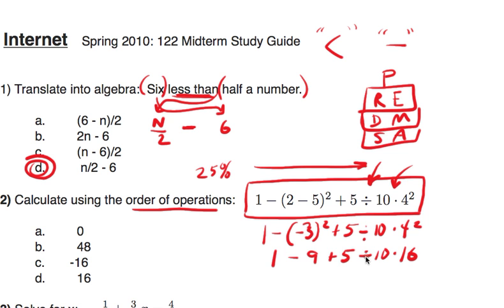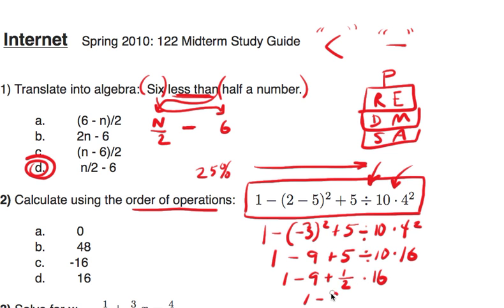And now we're good to do this division. It comes ahead of this multiplication. 5 divided by 10 is 1/2, and it's being added. So I have 1 minus 9 plus 1/2 times 16. And now we're good to do this multiplication. 1/2 of 16 is 8.